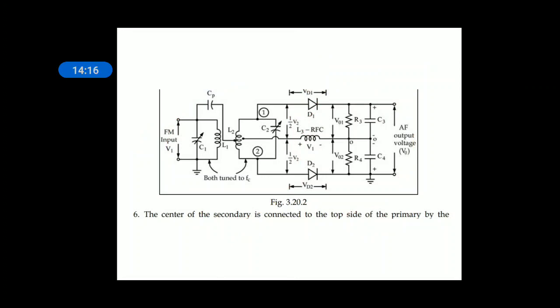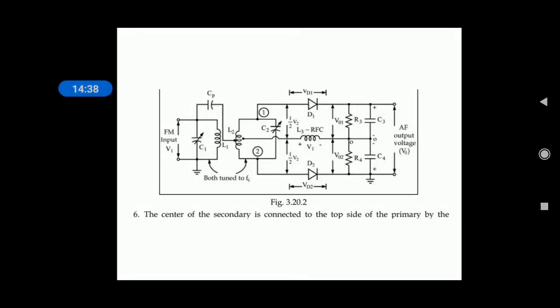So a special transformer, a center tap transformer, is used. The input is available at the output with the help of capacitor CP, as well as mutual induction. And when input frequency changes, the phase angle at the output also changes. When phase changes, the output is given to two diode detectors.